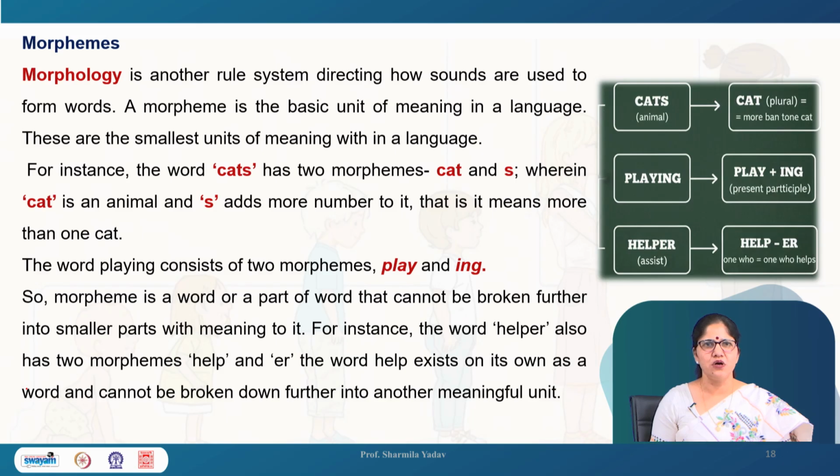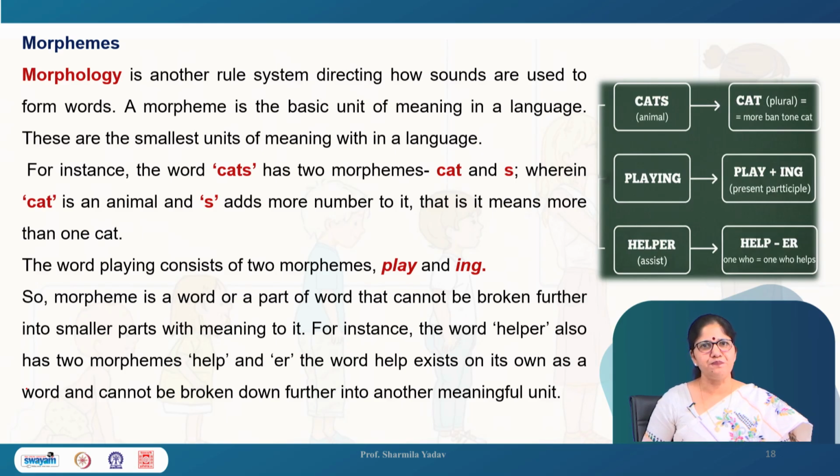For instance, the word cats has 2 morphemes, cat and s, wherein cat is an animal and s adds more number to it. That is, it means more than one cat. The word playing consists of 2 morphemes, play and ing. So a morpheme is a word or a part of a word that cannot be broken further into smaller parts. For example, you can't further break play.